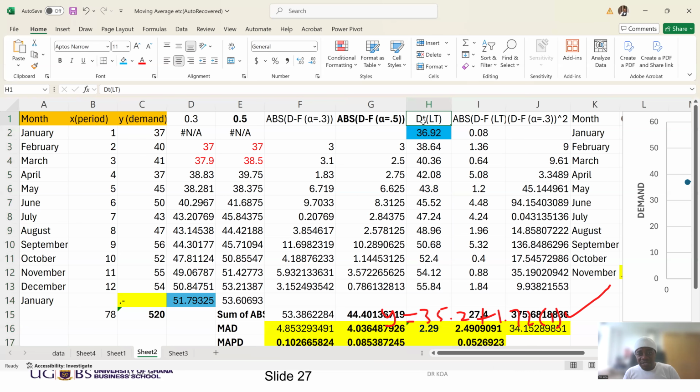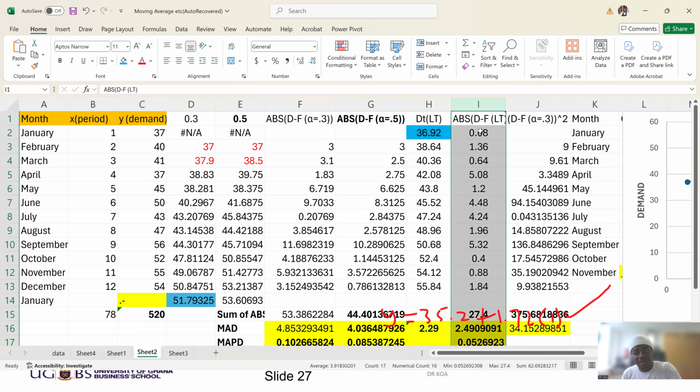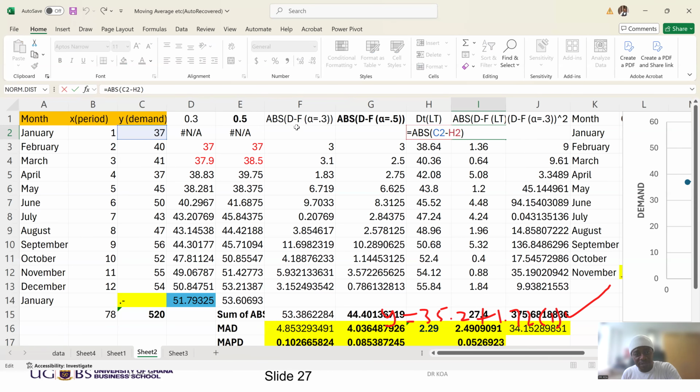Now that you've gotten the forecast, you're going to take the actual demand, which is column C, minus column H. So each demand minus the trend forecast, and then you take the absolute value. That's what I did in column I. Column I is column C minus column H, the absolute value.